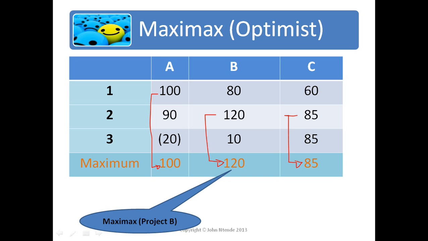Please note, the maximax decision is not 120, it is project B. The decision to make is to choose project B because it maximizes the return. So project B is the best possible project, which gives us the best of the best. So what is maximax? It is best of the best. What is the risk attitude? The risk attitude is risk aggressive. So this person is aggressive, an optimist, a risk taker. So that's the risk attitude.